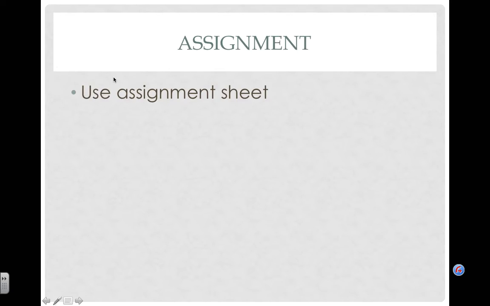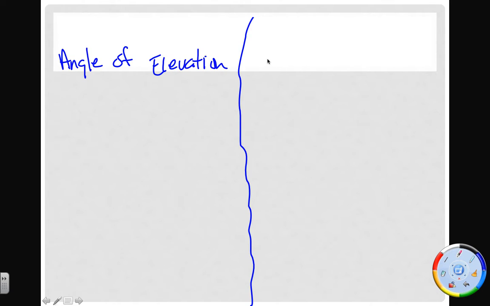First problem, before I start, I want to tell you a couple things that might have been lacking from some of the previous lessons. The first thing is, sorry about that, got to actually get my pen here. First thing is angle of elevation, angle of depression.